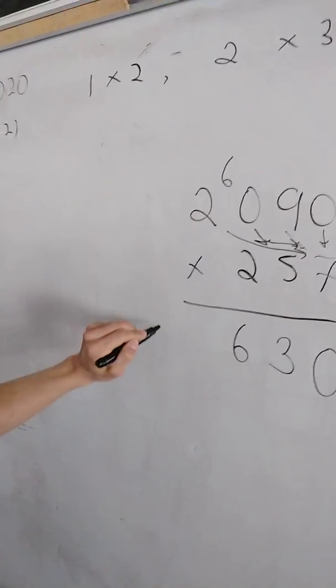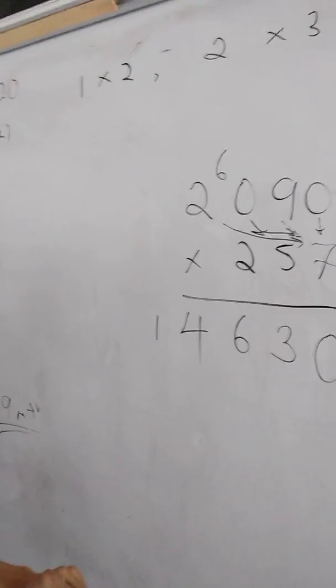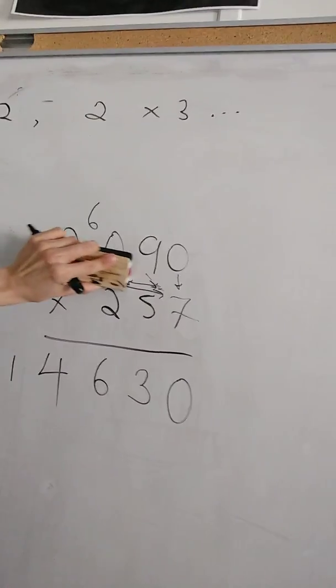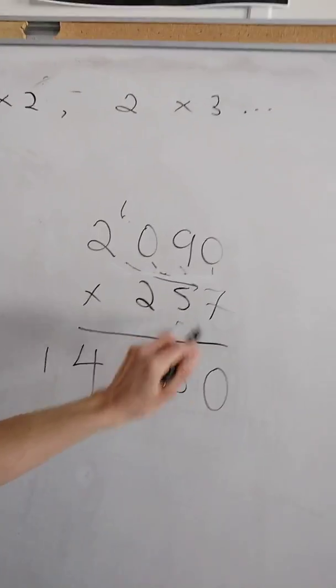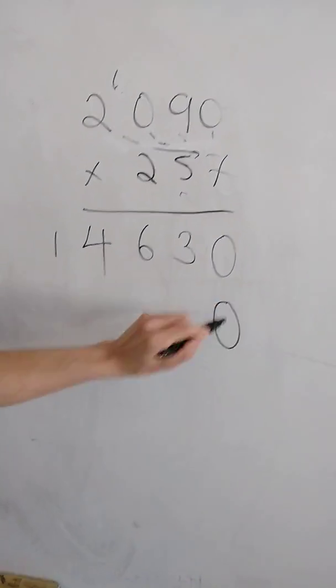2 times 7, 14. Wow, pretty formidable, eh? Okay, so let us move on. Let us erase the arrows and move on now. Now we are tackling 5. Remember the rules earlier? We add a 0, right? Every time we move on.